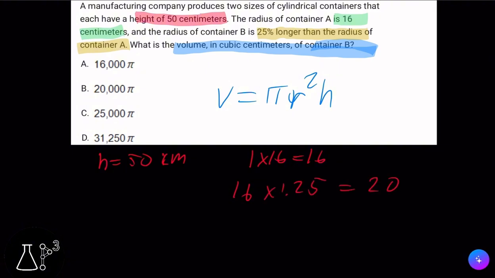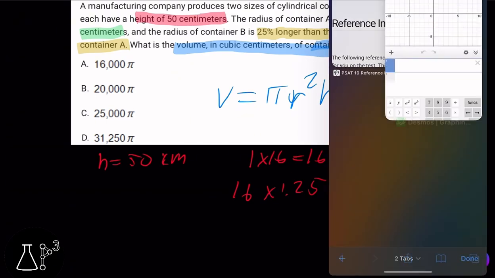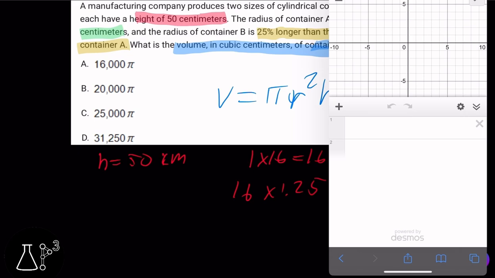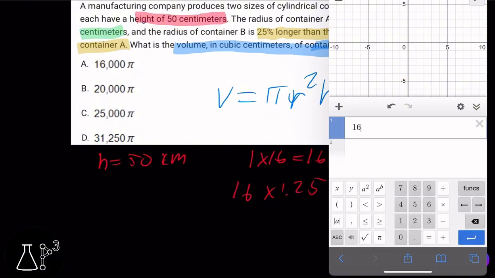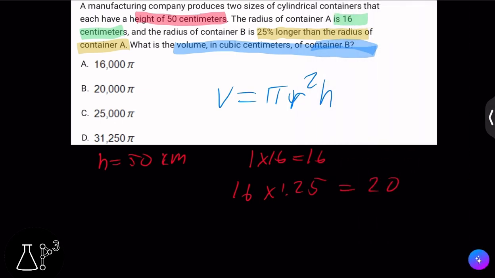And you can fact check that by using Desmos, because using math on the SAT can be kind of difficult because you're always going to be given a lot of information. So in my opinion, the easy math, you always want to plug into a calculator just to make sure that you're doing it correct. So you do 16 times 1.25, you're going to get 20. So the radius of B equals 20.